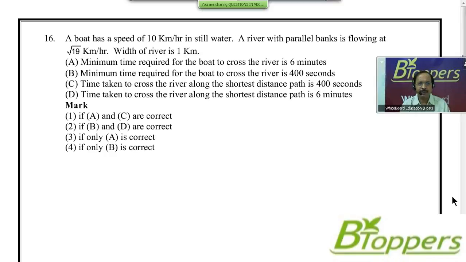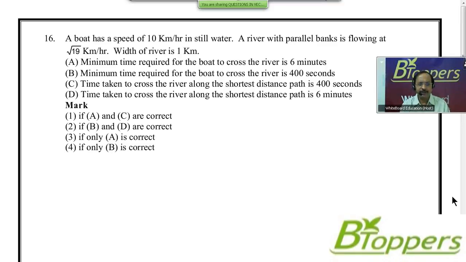Statement A, minimum time required for the boat to cross the river is 6 minutes. Statement B, minimum time required for the boat to cross the river is 400 seconds. Statement C, time taken to cross the river along the shortest distance path is 400 seconds. Statement D, time taken to cross the river along the shortest distance path is 6 minutes.